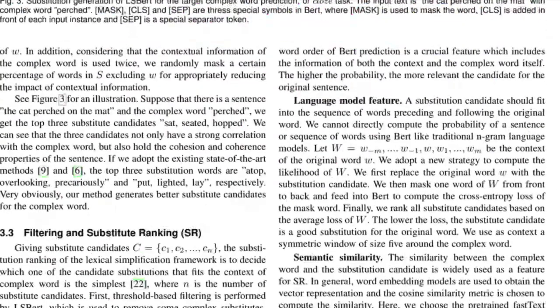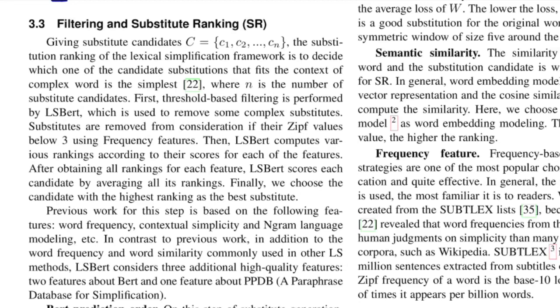Okay, moving forward. Filtering and substitution ranking is the final step in the simplification pipeline. Given substitute candidates C1 to Cn, so you have n candidates, the substitution ranking of the lexical simplification framework is to decide which one of the candidates that fits the context of the complex word is the simplest, where n is the number of substitute candidates. Threshold-based filtering is performed by LSBert to remove some complex substitutions. So they do some kind of threshold-based filtering to remove some complex words using their zipf values from frequency features.